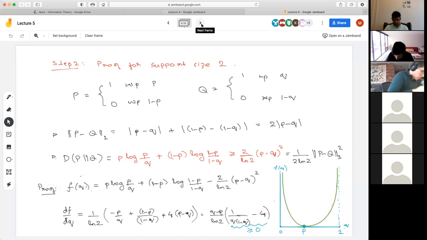So the graph looks like this. Also, when P is equal to Q, the function is 0 just because you are looking at the KL divergence of P with itself. The two distributions are identical. So that's just a direct computation to see that the function is minimized at P, where it's 0. Okay. Any questions?